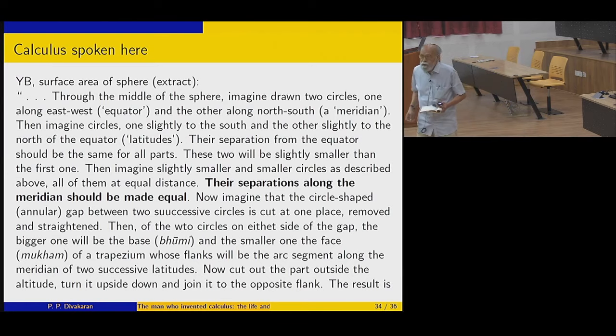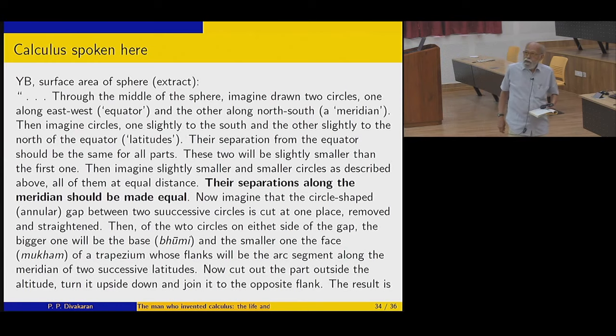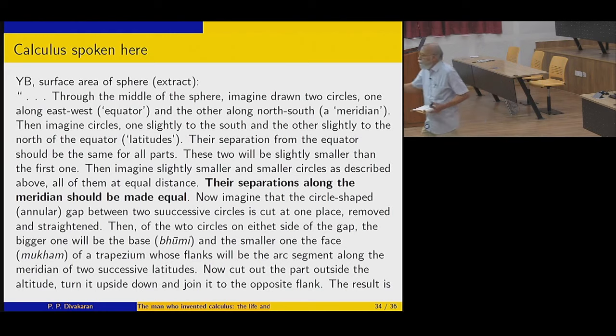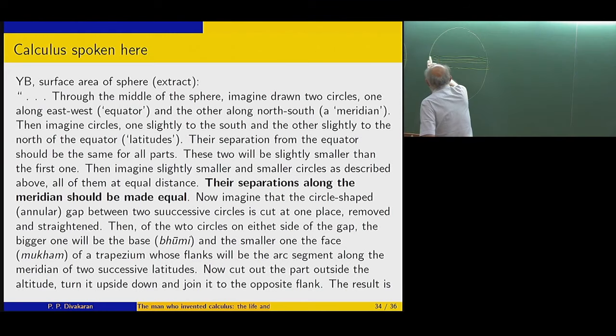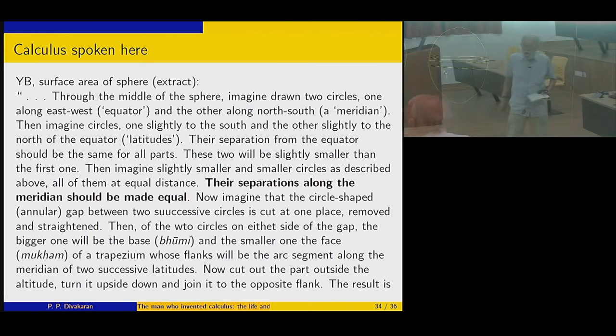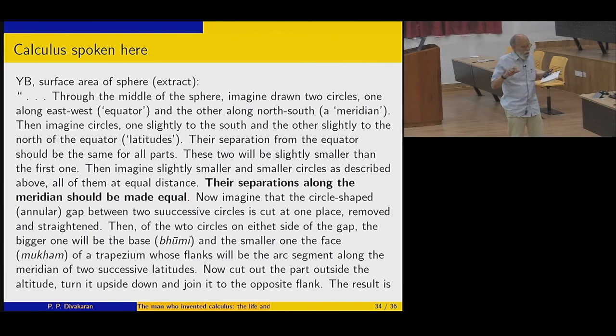Then, what does it say next? Imagine that the circle-shaped annular gap between two successive circles is cut at one place. That is, you take this strip, the annular region, which goes around like that, cut at one point, then removed. That is, you're assuming that you've got a surface which can be removed from the surface, remove it and straighten it. When you straighten it, what do you get?